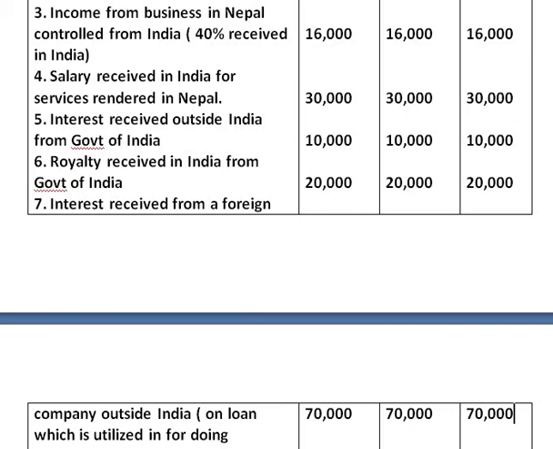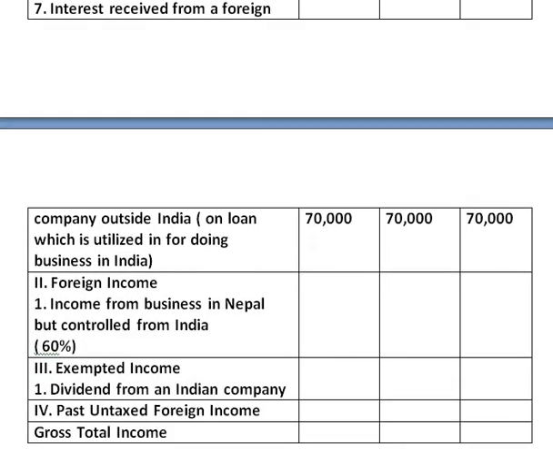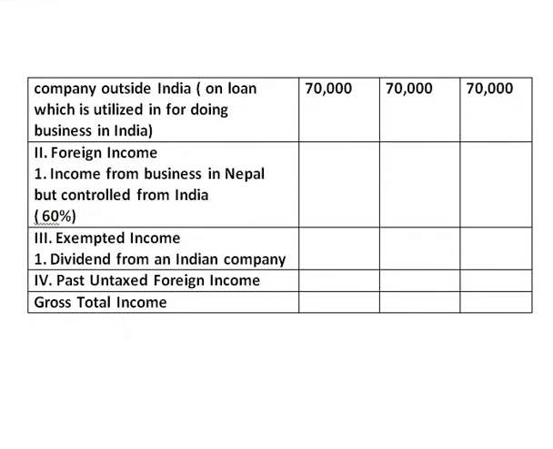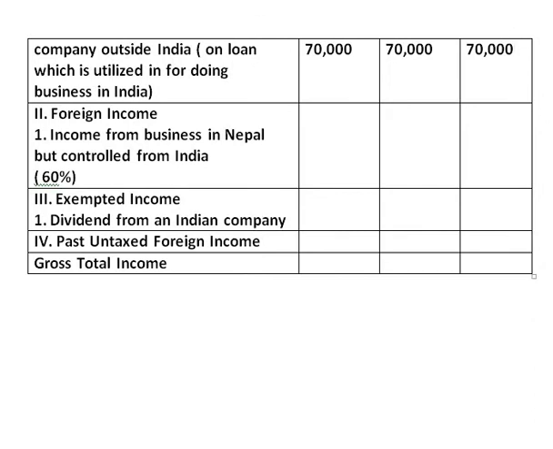We are done with all the Indian incomes. Now next is foreign income. In case of foreign income, you are given only one information, that is income from business in Nepal, but it is controlled from India. You are given amount 40,000 rupees, but out of 40,000, 40% is received in India. The remaining amount is foreign income.